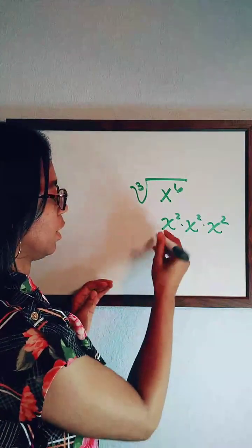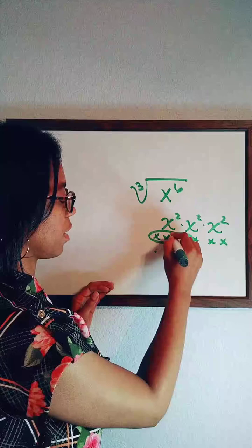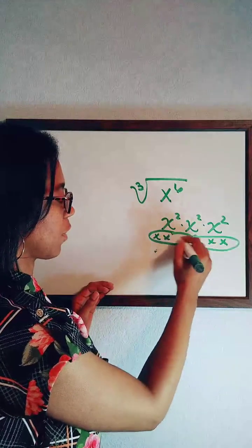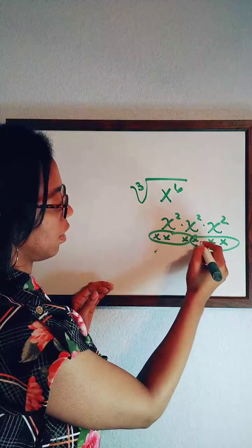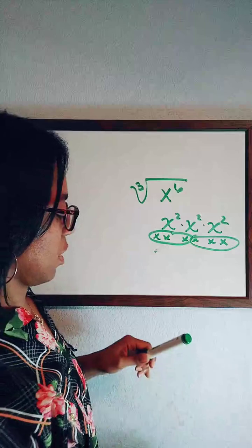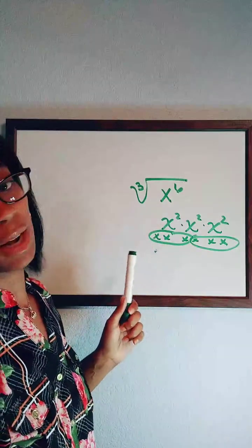It would be x, x, x, x, x, x. So I have a set of 3 right here, and then another set of 3 right here. That would be 1, 2, 3. 1, 2, 3. So yeah, I think that's right. Did I do that right? Oh yeah, maybe it's x to the power 3. X to the power 3, I lied.